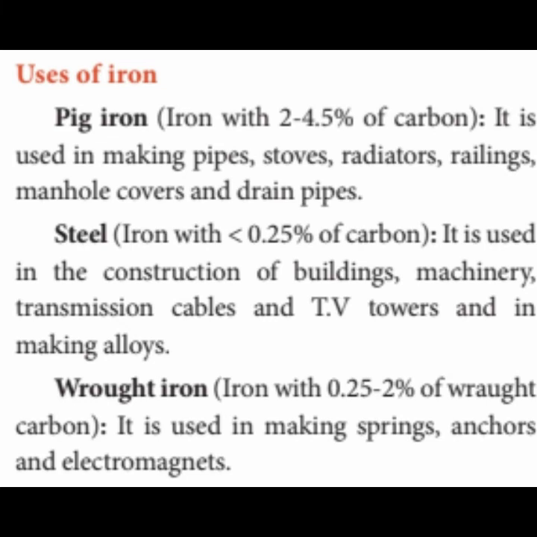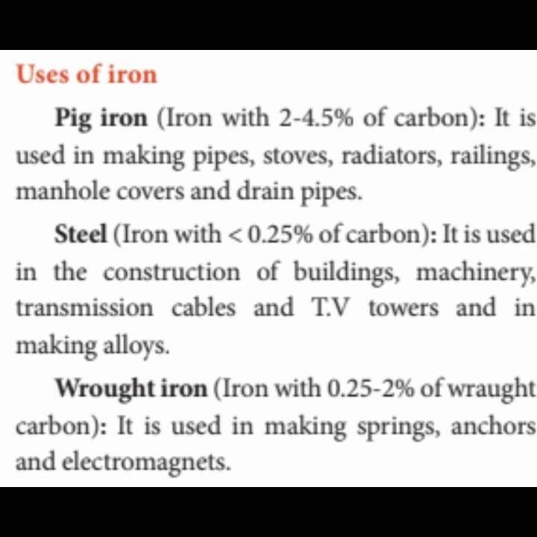Pig iron: iron with 2 to 4.5% carbon. So listen, if the carbon content is 2 to 4.5%, it is called pig iron. More percentage of carbon content means the type of iron is impure iron. It is used in making pipes, stoves, radiators, railings, manhole covers, and drain pipes.